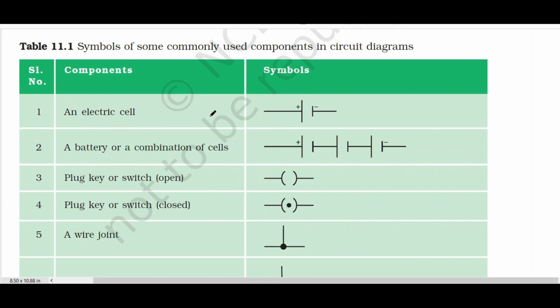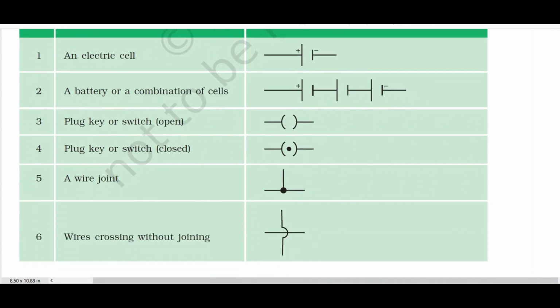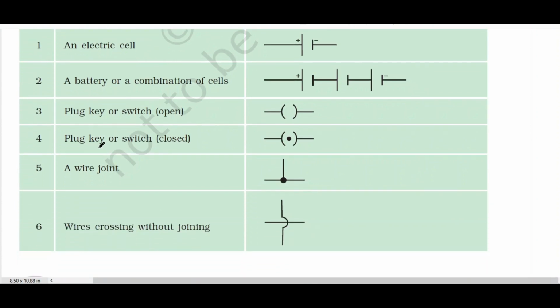तो एक electric circuit में what all components can you see? An electric cell. You can see a battery or a combination of cells, a key or a plug which can be on or off. अगर एक switch on है, it will look like this, और अगर एक switch off है, it will look like this. It's similar to your switches in home. वो on और off हो सकते हैं. A plug, a wire joint.